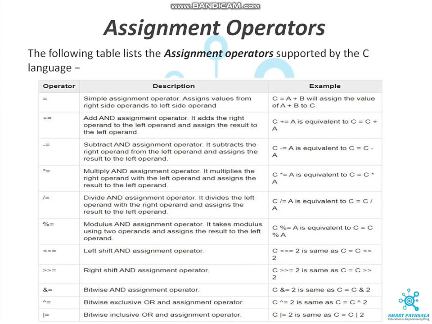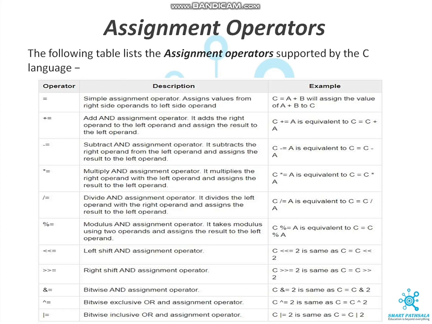Same as well with the multiply and assignment operator. It multiplies the left operand with the right operand and stores the value in the left operand. And same as well with the divide and assignment operator. It divides the left operand with the right operand and assigns the result to the left operand. Next one is modulus and assignment operator. It is same as before. It takes modulus using two operands and assigns the result to the left operand.